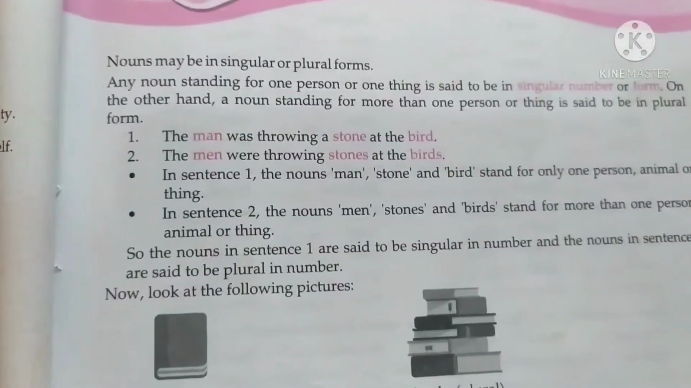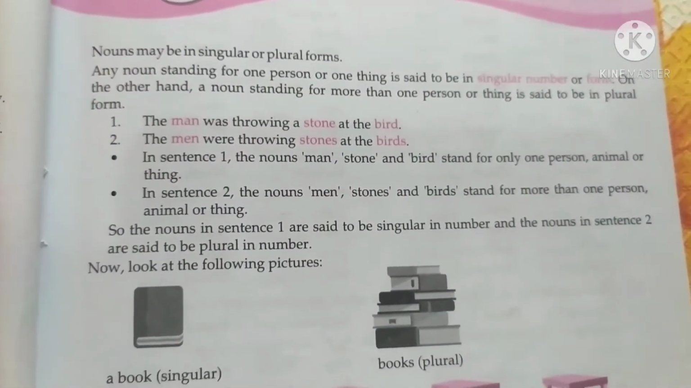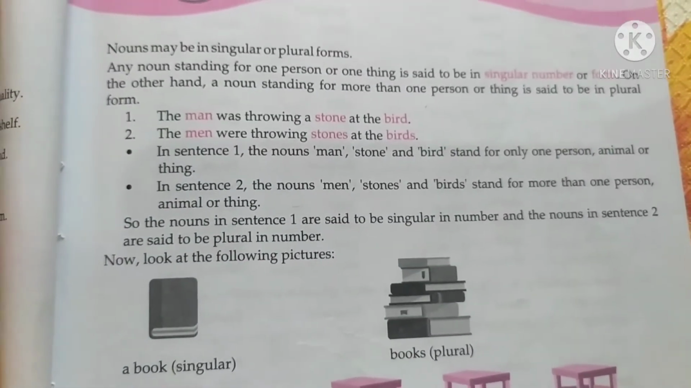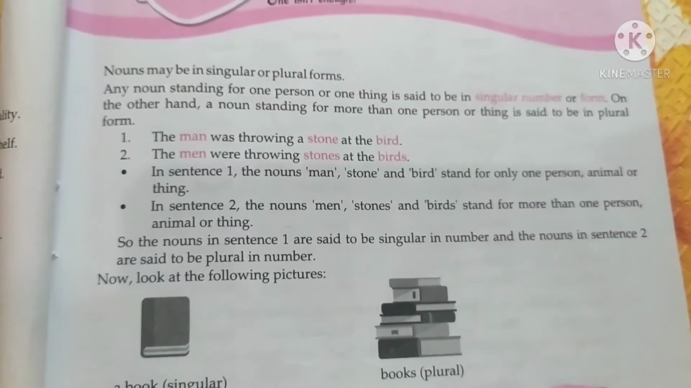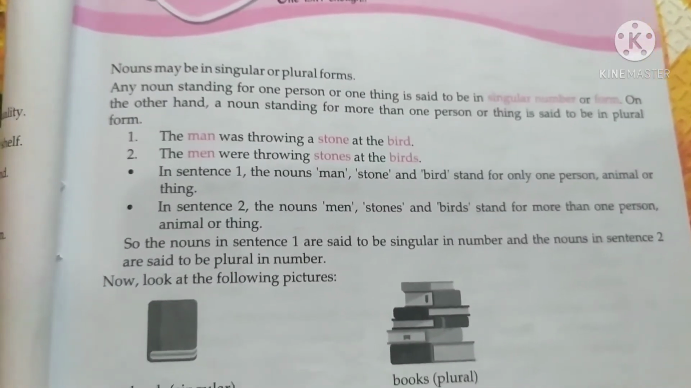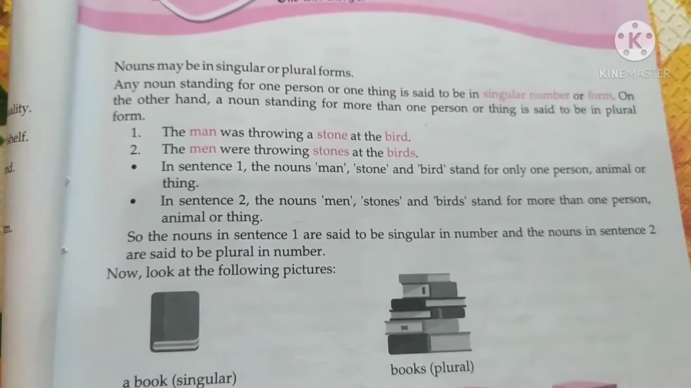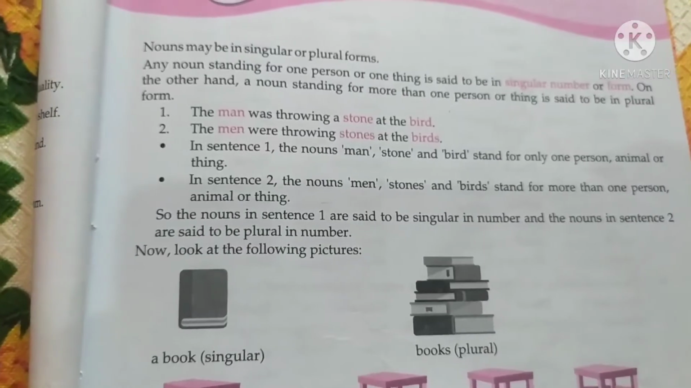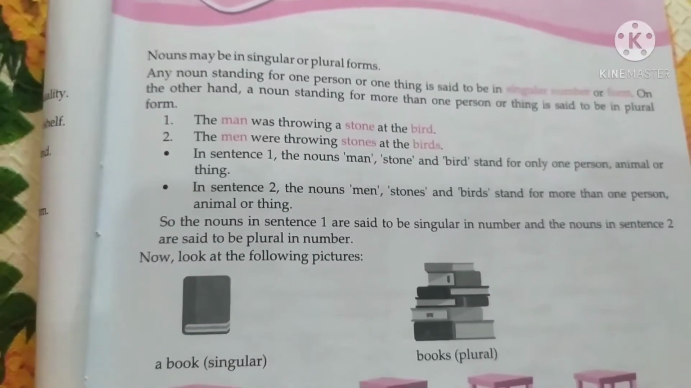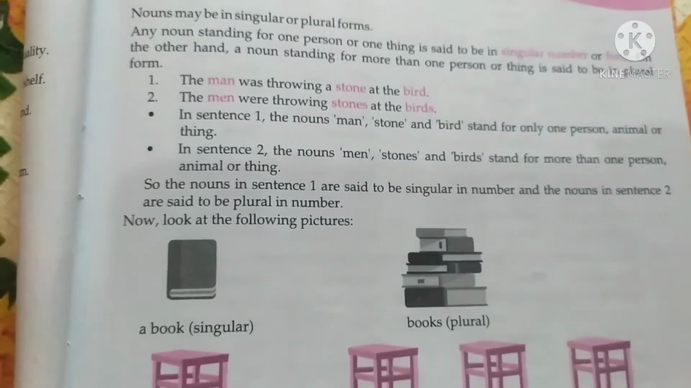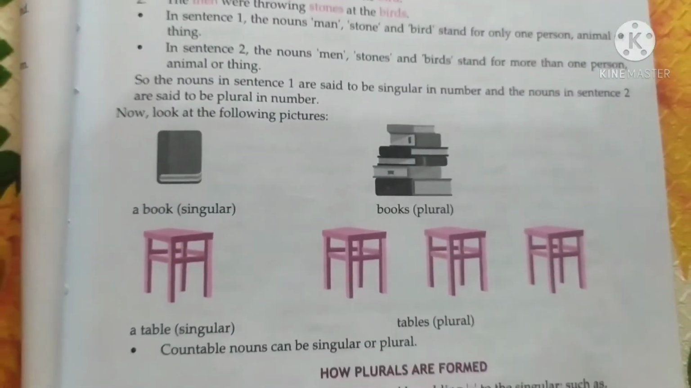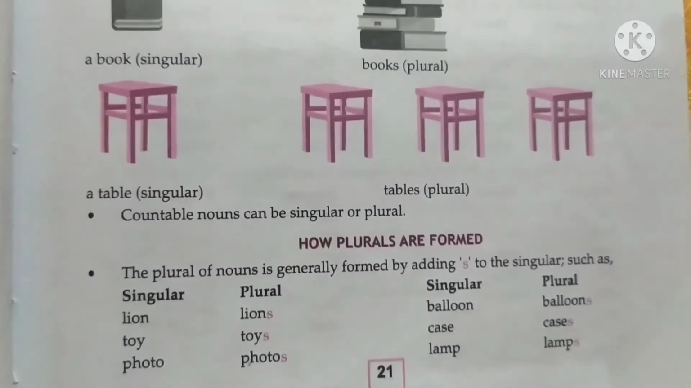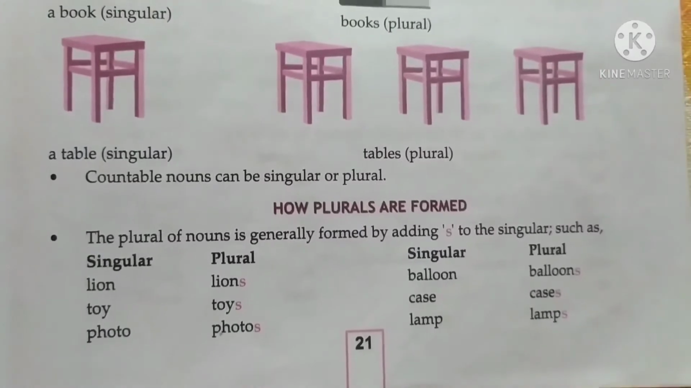Okay, as you can see here in your book, a noun may be in singular or plural form. Any noun standing for one person or one thing is said to be singular number or form. On the other hand, a noun standing for more than one person or thing is said to be plural form. Like, a man was throwing stone at the bird. Second, the men were throwing stones at the birds. I hope you understood. Like this, book, books, table, tables. So countable nouns can be singular or plural. How plurals are formed, you can see here.